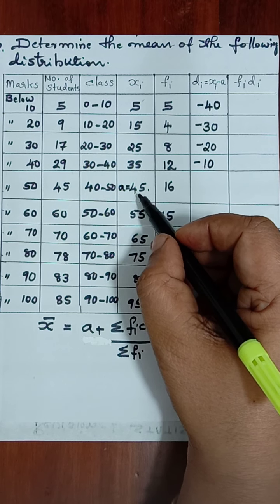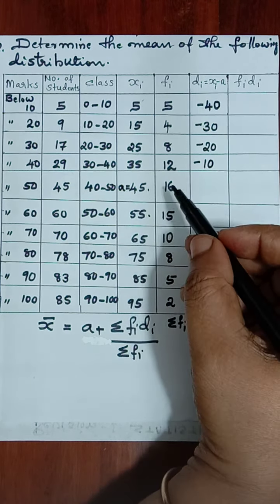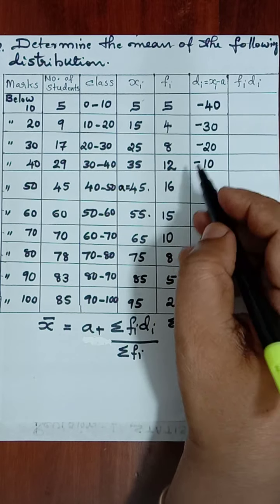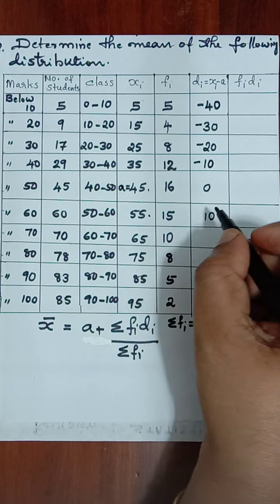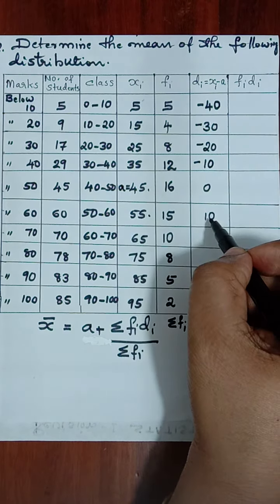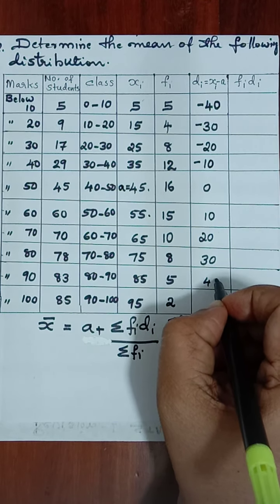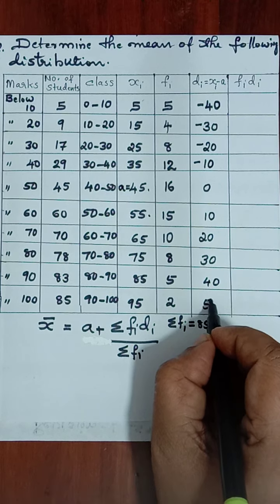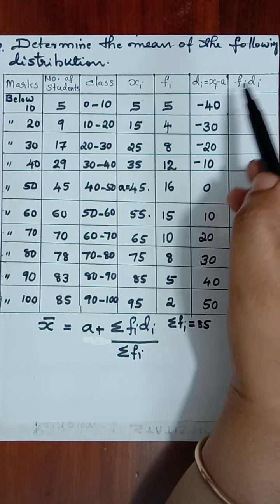Here a and xi coincide. Here xi is 45, a is also 45. Xi minus a means 45 minus 45 is 0. So automatically the next number will be 10. This is your xi minus a. 55 minus 45 is 10. Then 20, 30, 40, 50. So this method is also very simple. Next comes fi into di.